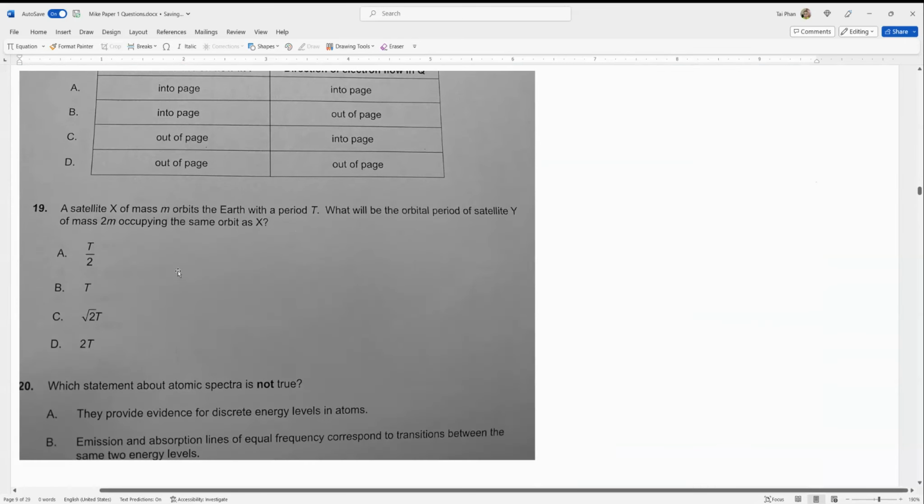the next one, 19, I suppose, because I don't see the question about 18. Satellite X of the mass m orbits the Earth with a period T. What will be the orbital period of satellite Y of the mass 2m occupying the same orbit as X?